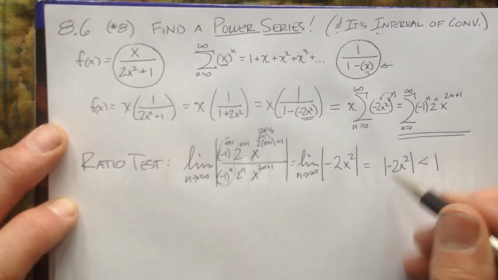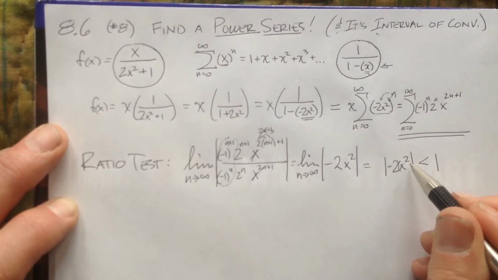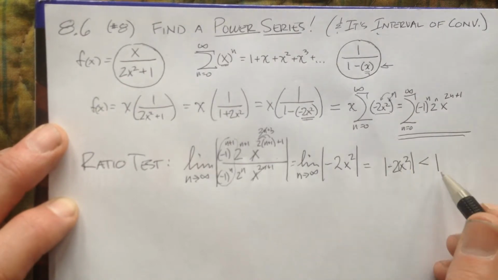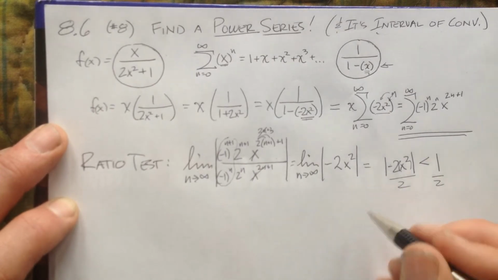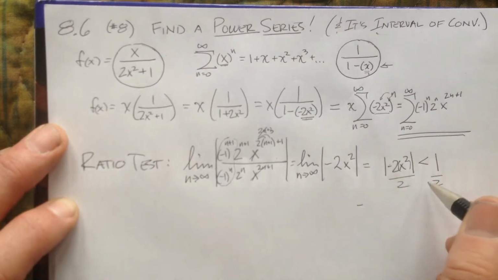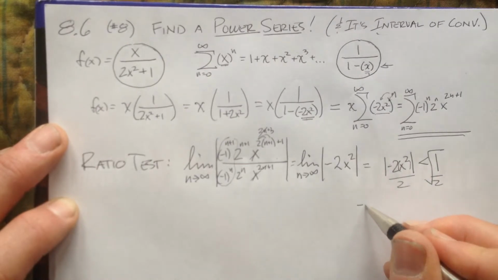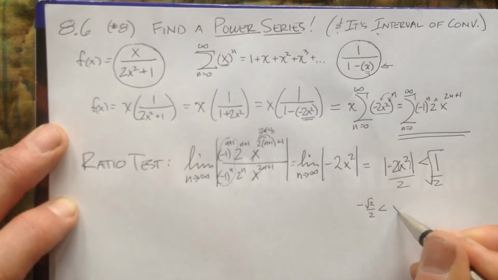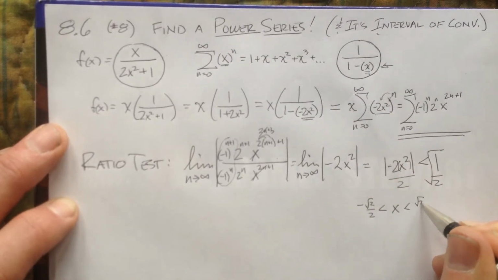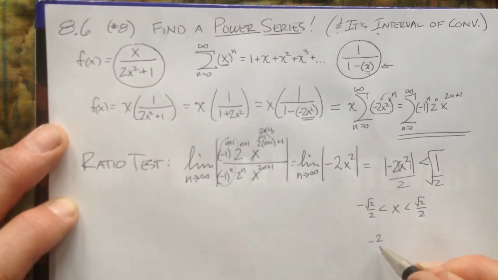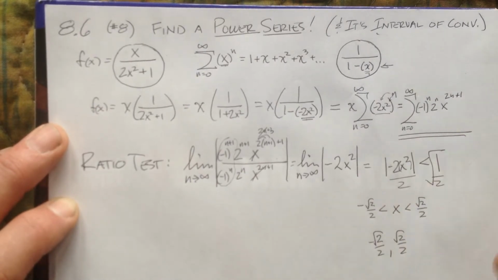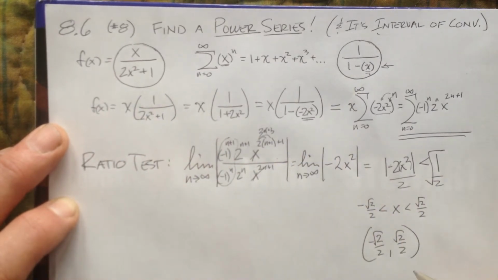Well, I can divide by 2, and then I want this, when I square it, to be less than 1. So that means it's going to be divide by 2, take the square root. It's going to be square root of 1/2, which is negative radical 2 over 2 and positive radical 2 over 2 for x. So in interval notation, we would write that as minus radical 2 over 2, comma, radical 2 over 2. It's geometric, so you can never be equal to 1. It's got to be less than, so I can do that.